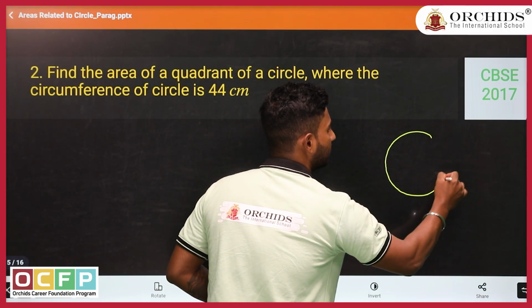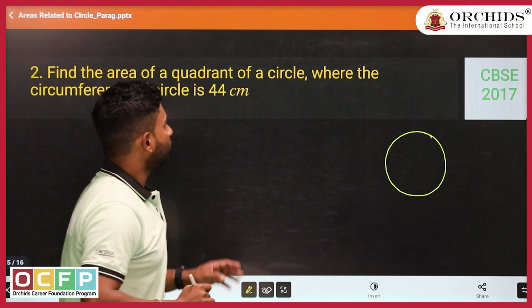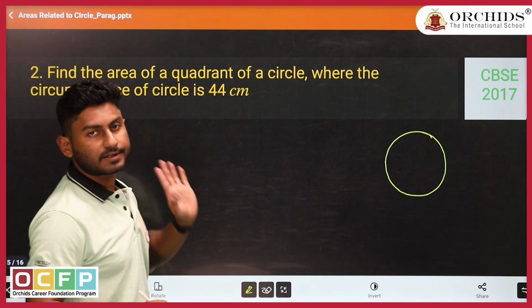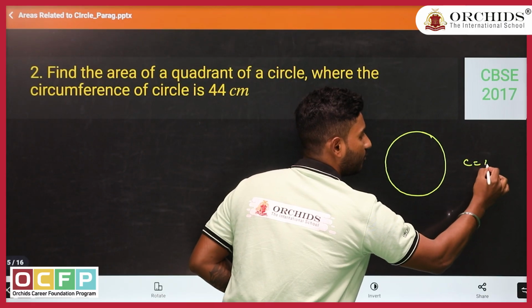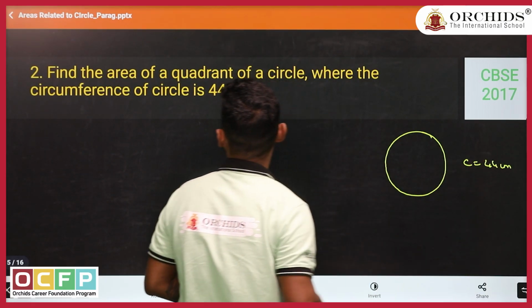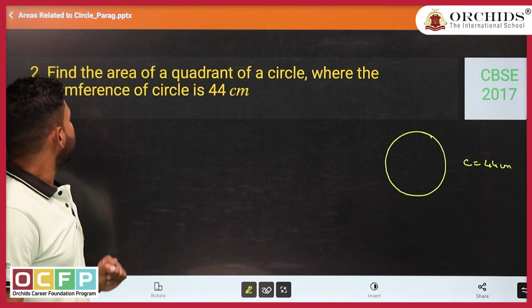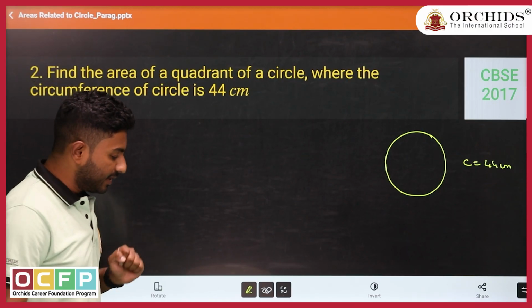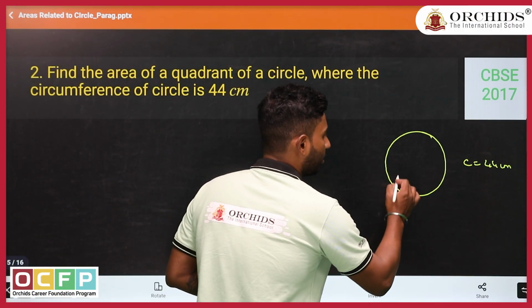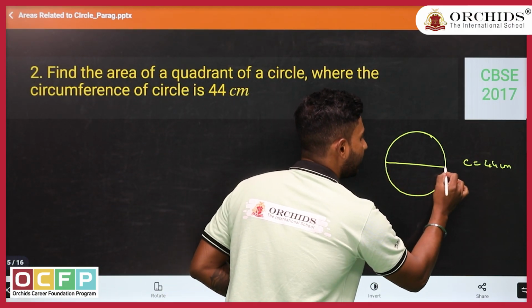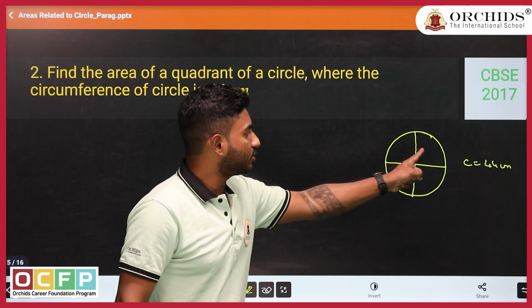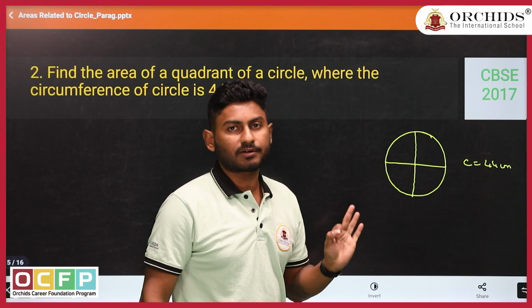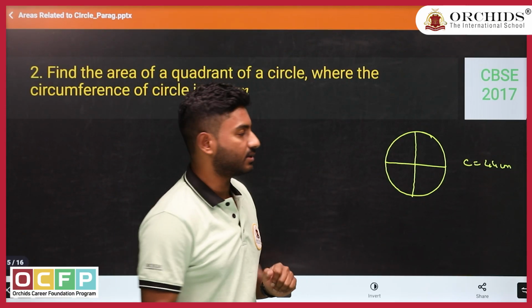So here is the circle. They are saying the circumference of the circle, basically this whole length, is 44 centimeter. Then they are asking you the quadrant. Let me tell you, if they ask you quadrant, just divide the whole circle into 4 parts. Each one of it is called a quadrant of a circle. So there are 4 quadrants.